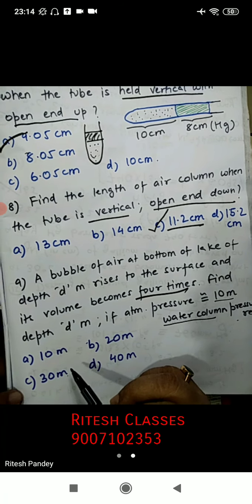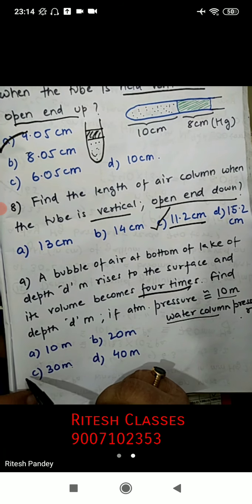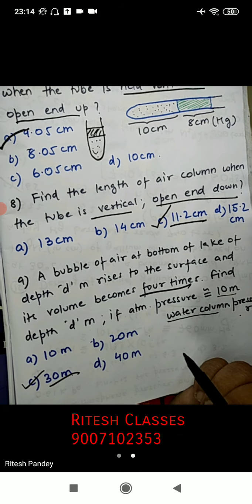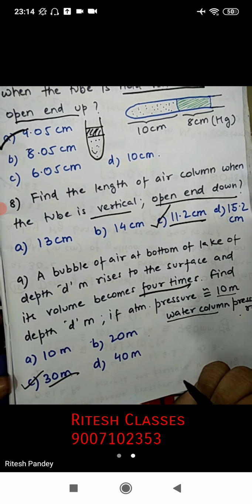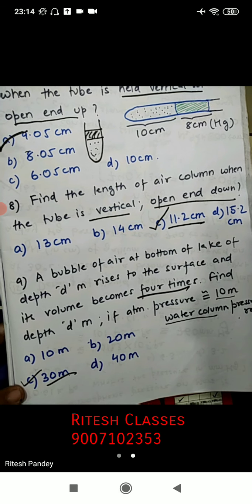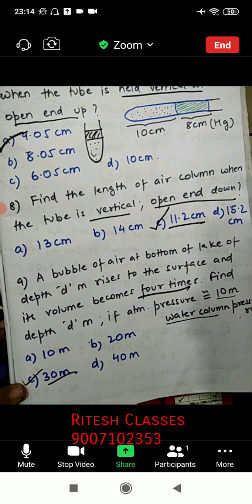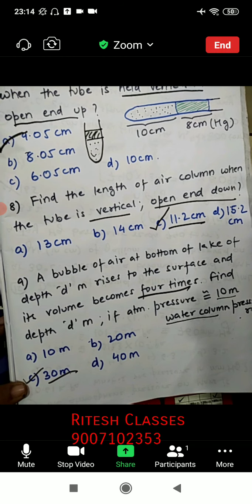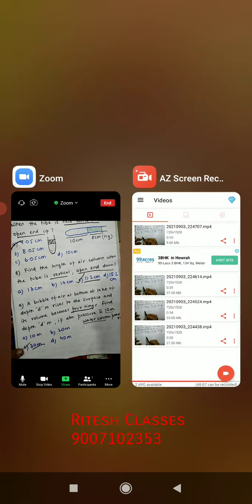So I think again most of you would have got it right. Option C, 30 meters, looks right. With this we come to the end of the video solution of this set of questions. We'll be solving the next set of questions in the next class. This much for the time being. Thank you so much.